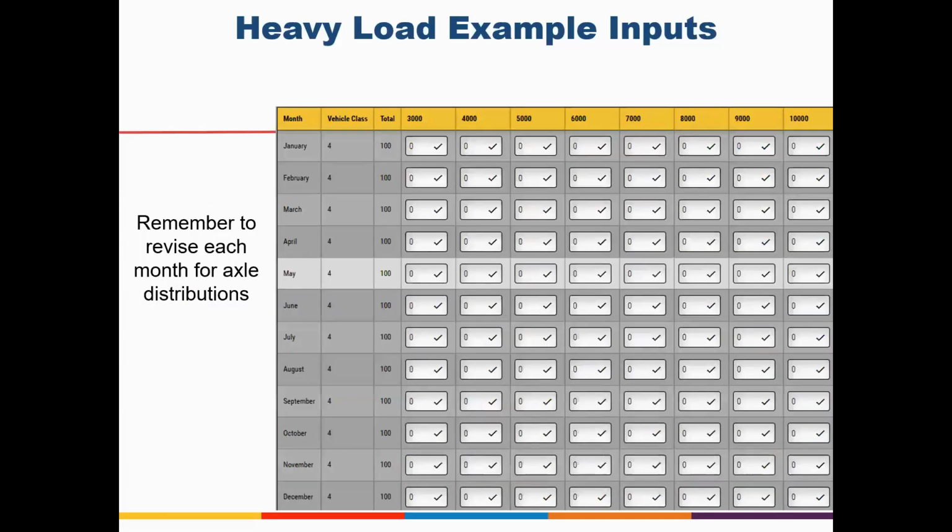This is just showing you part of the screen. So this is just showing you 3,000 through 10,000, but it's in increments of 1,000. So you can imagine how many of these you have to go in and manually change.